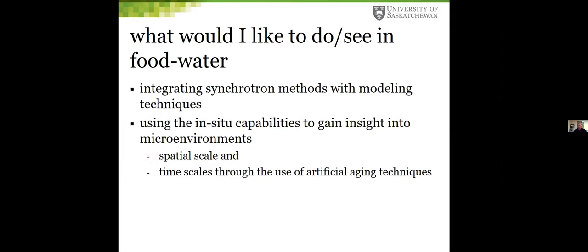What would I like to see in food and water? Well, the synchrotron is most powerful when it's well integrated with other techniques, either analytical techniques or as source material for various modeling techniques. It's also extremely useful when used in in situ environments, so you can get a good picture at different spatial scales. You can look at the dynamic behavior of samples as they evolve. From a contaminant perspective, something may be metastable, but is it long-term stable? You can set up experiments where you're artificially aging something and look at it at various intervals, which can be very insightful. One big question for the group to think about: a lot of people in this group are working at landscape levels.